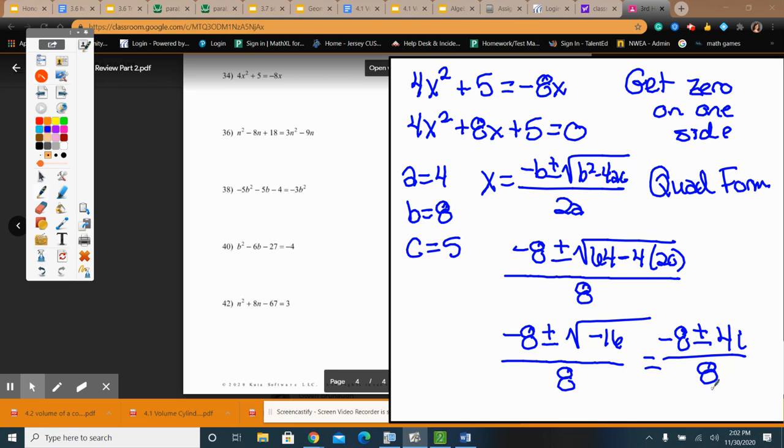And this is where the simplifying comes in. When we simplify, you have to love math. You have to simplify this piece and this piece. So negative 8 over 8 is negative 1. Plus or minus 4i over 8 is 4 over 8, which is 1/2 i.